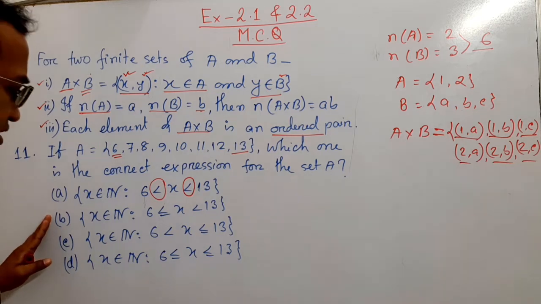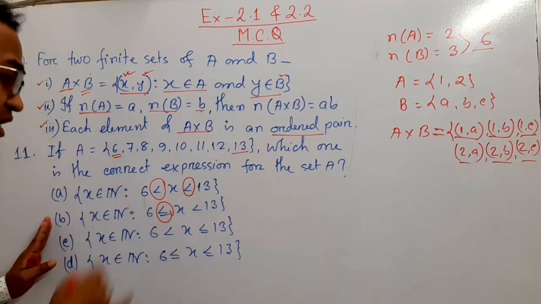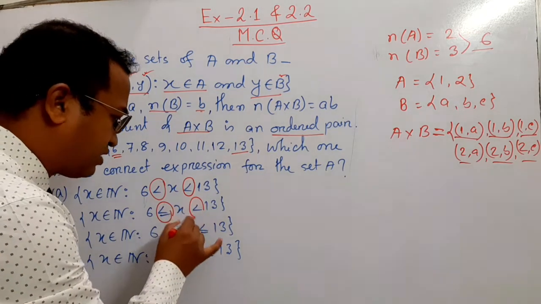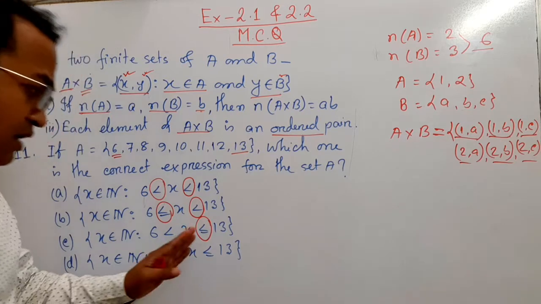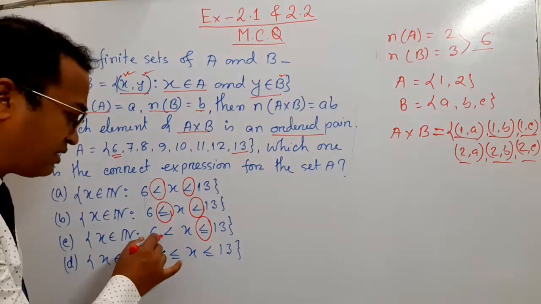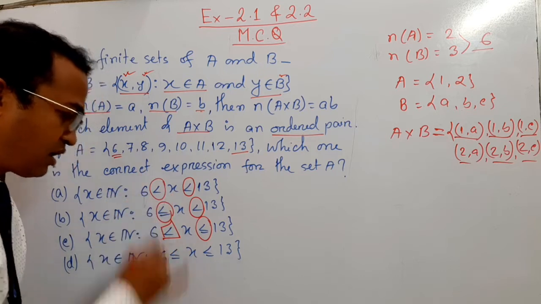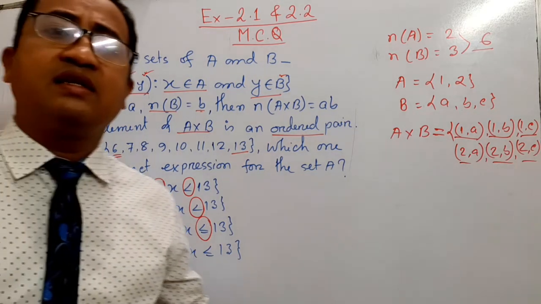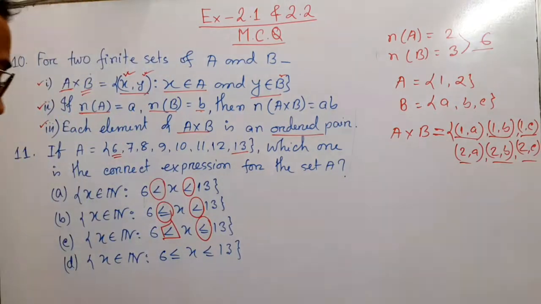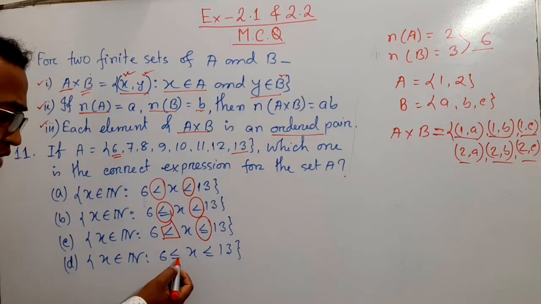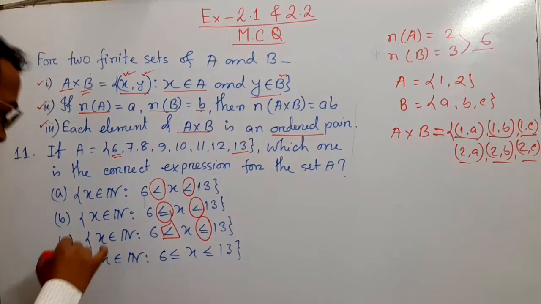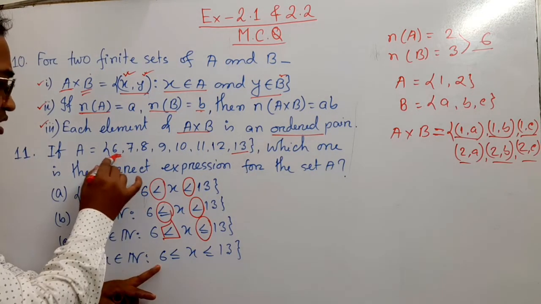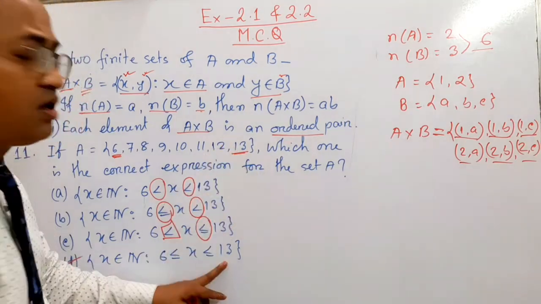Similarly, option B: look, 6 is less than or equal, but this is only less than 13. So it will not be the correct answer. Option C: this is correct, less than or equal to 13. But look, 6 is less than x. This is not correct. So we cannot say option C is correct. But look at option D: 6 is less than or equal to x and x is less than or equal to 13. So this is the correct answer, because 6 is included and 13 is also included.